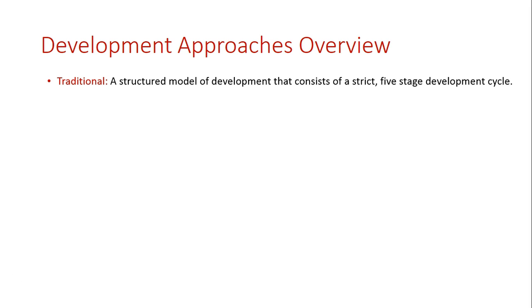So firstly is traditional, which is a structured model of development that has a strict 5-stage development cycle. And you go through each of those 5 stages in a cycle to develop the project, and then you're back at the first stage once again at the end, maybe to begin planning for the end of the lifespan of the current model you just developed.